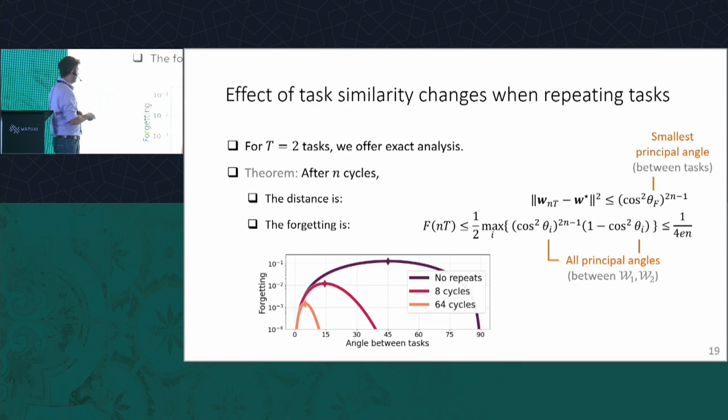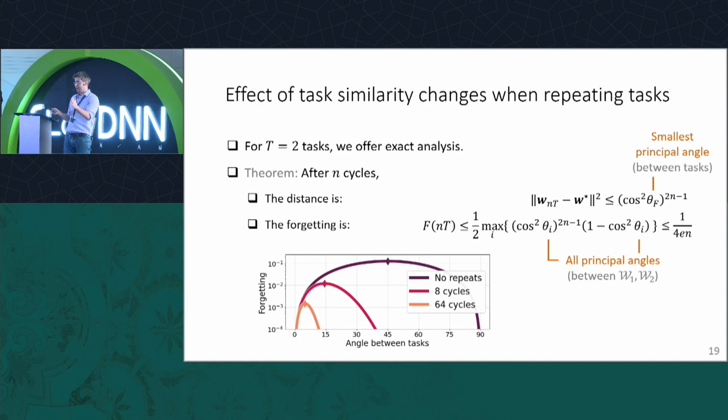So we see that if we don't do any repetition for 2 tasks, we get the worst case, the maximal forgetting, when both tasks have intermediate similarity. They're not exactly the same and they're not orthogonal; they're exactly in the middle. However, if we increase the number of repetitions, the maximum point of this expression gets smaller and smaller. So if we see a task a lot of times, the worst case is at high similarity. Very similar tasks will actually converge slower. This reconciles previous observations and results in the literature.